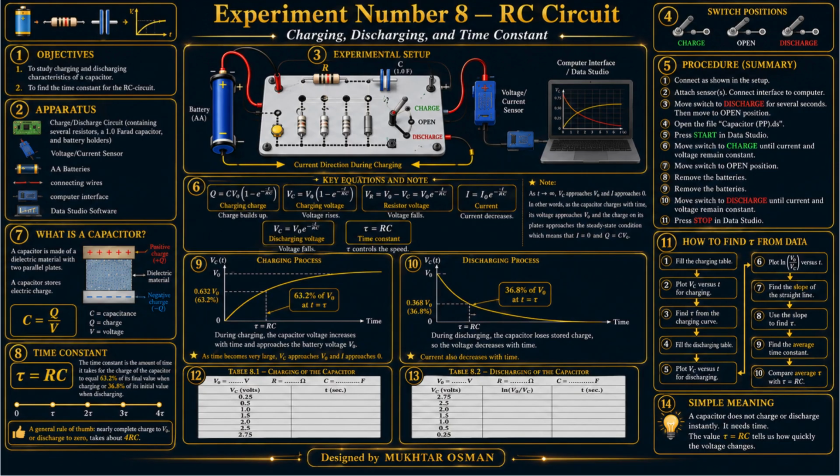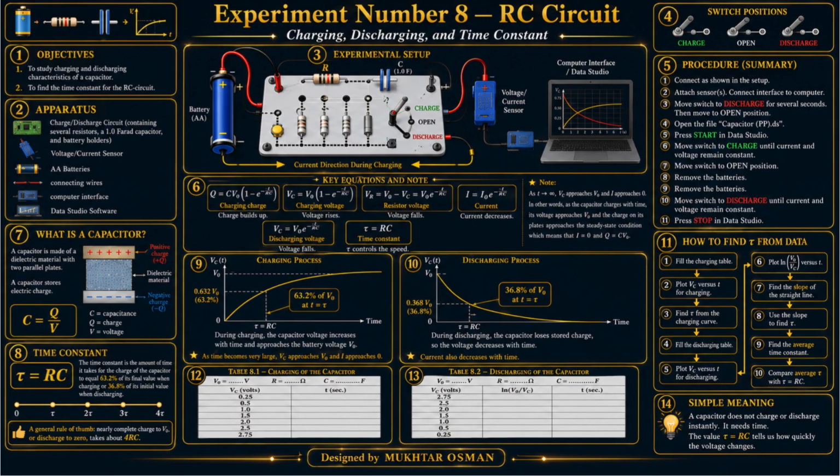10. Discharging process. Vertical axis, VC of t; horizontal axis, time; initial voltage V0. At tau equals RC, the capacitor falls to 0.368 V0, which is 36.8% of V0. During discharging, the capacitor loses stored charge, so the voltage decreases with time. Current also decreases with time.